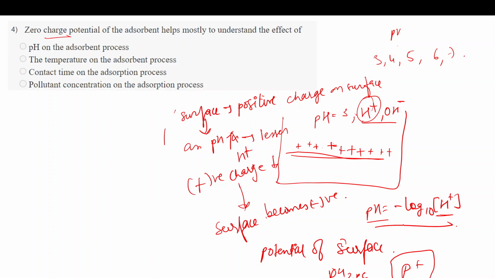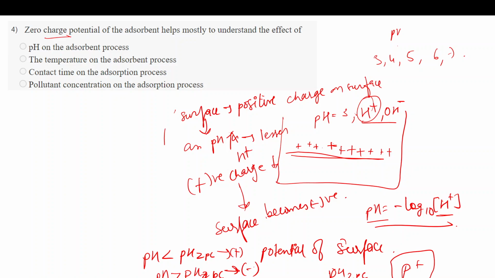If we know the point of zero charge, then for any pH less than pH ZPC, positive charge will be there, and for pH greater than pH ZPC, the surface will have negative charge. So in our case, where we have a positively charged pollutant to get attracted to the adsorbent surface through electrostatic force of attraction, the surface needs to be negative, and for that pH should be greater than the point of zero charge.